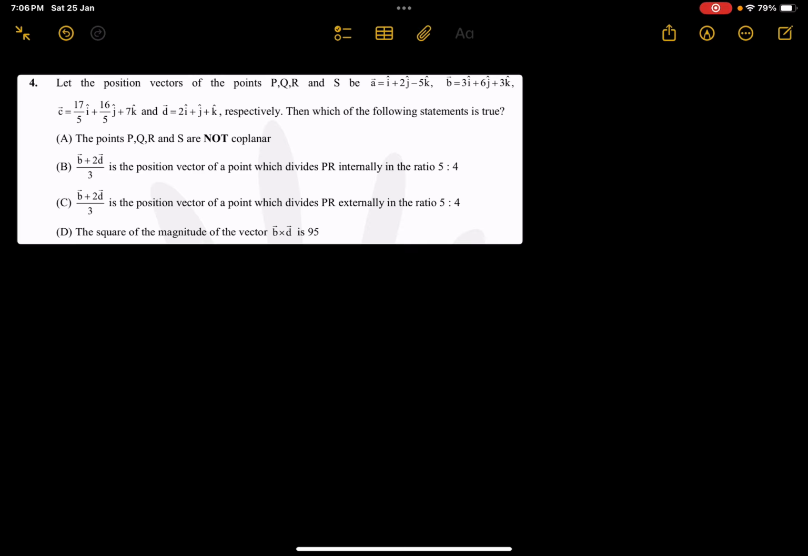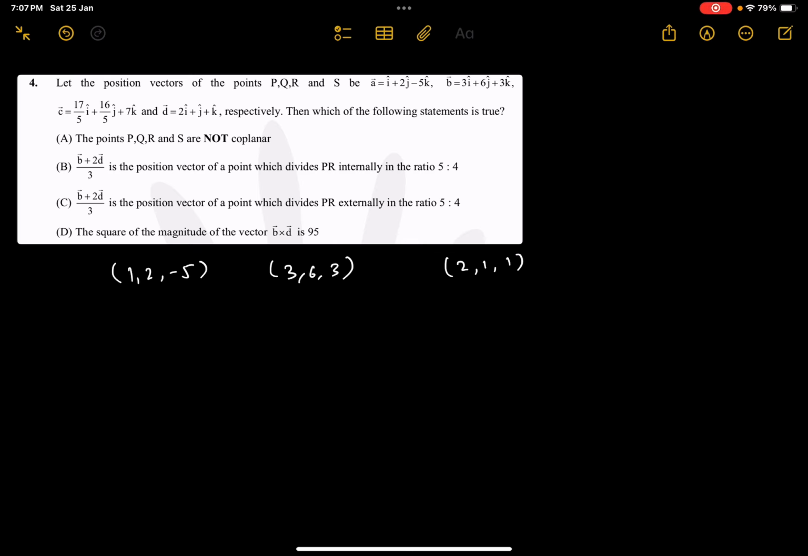So let's start with checking the first option. For that we'll need the plane containing these points. Let's say we'll start with P, Q and S. So the plane containing (1, 2, -5), (3, 6, 3) and (3, 2, 1). Let's try to find this plane.